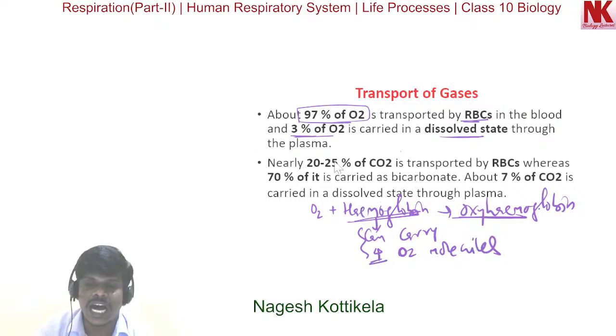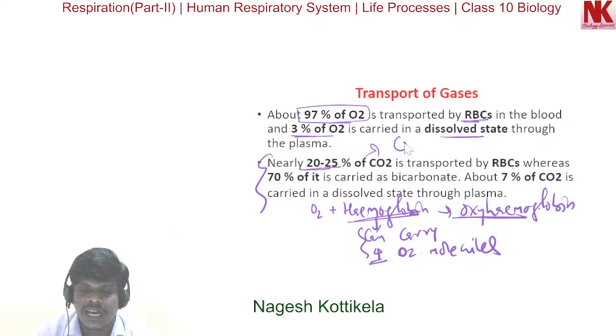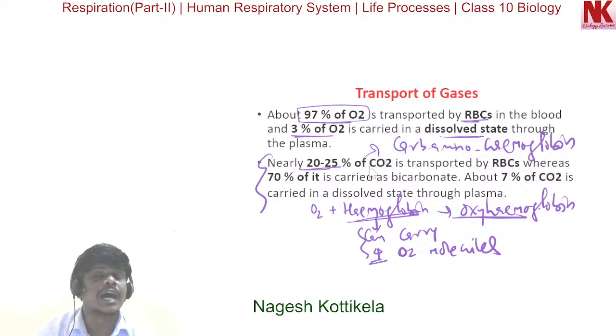Now carbon dioxide, if we look here, nearly 20 to 25% of carbon dioxide is transported by RBCs, and this is in the form of carbamino hemoglobin. But oxygen is transported as oxyhemoglobin, that is about 97%. The affinity of hemoglobin towards oxygen is higher when compared with carbon dioxide.